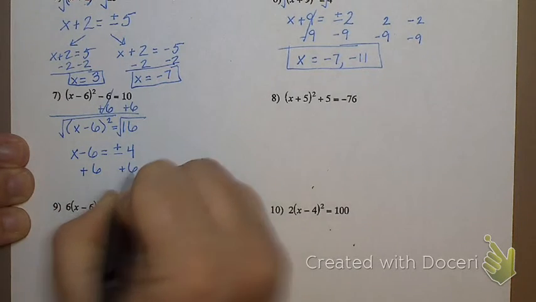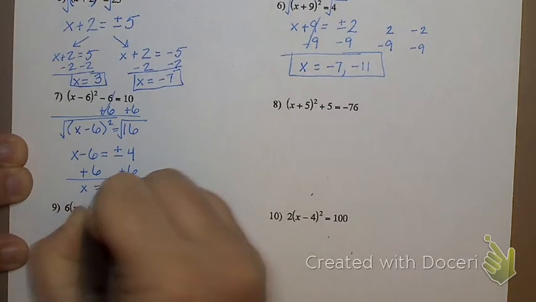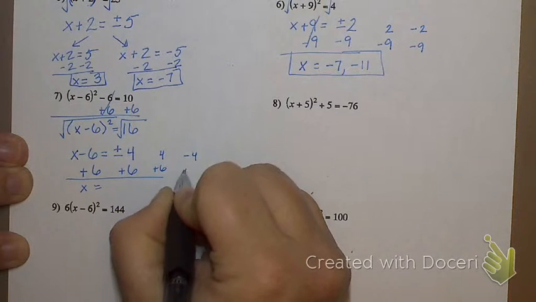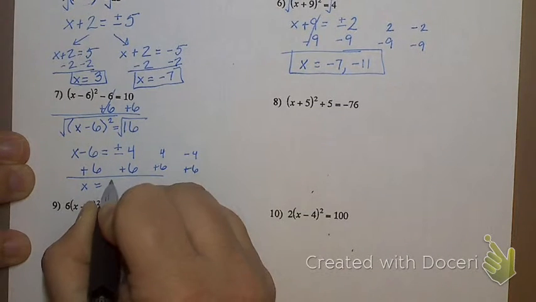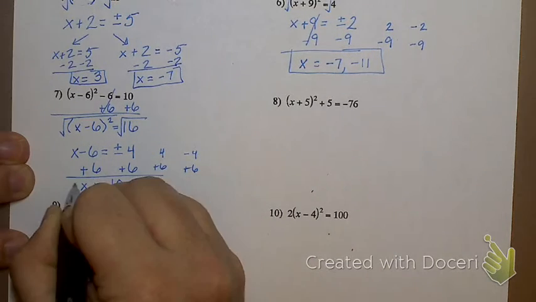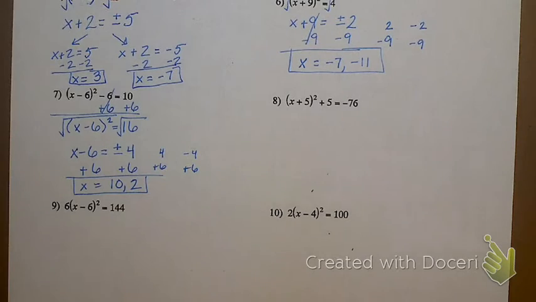How do I solve that? Add 6. So I have positive 4 plus 6 and negative 4 plus 6. What's positive 4 plus 6? And negative 4 plus 6? So my 2 answers are 10 and 2. Okay? You take a minute and try number 8.